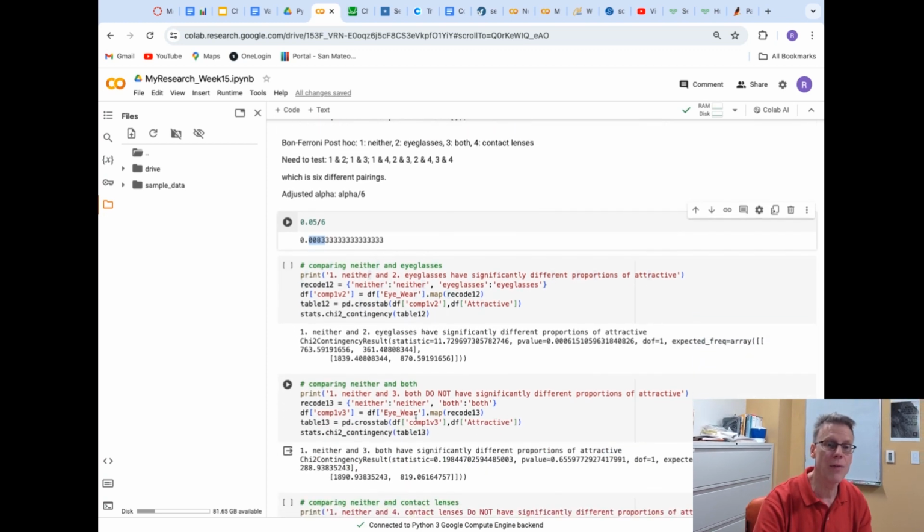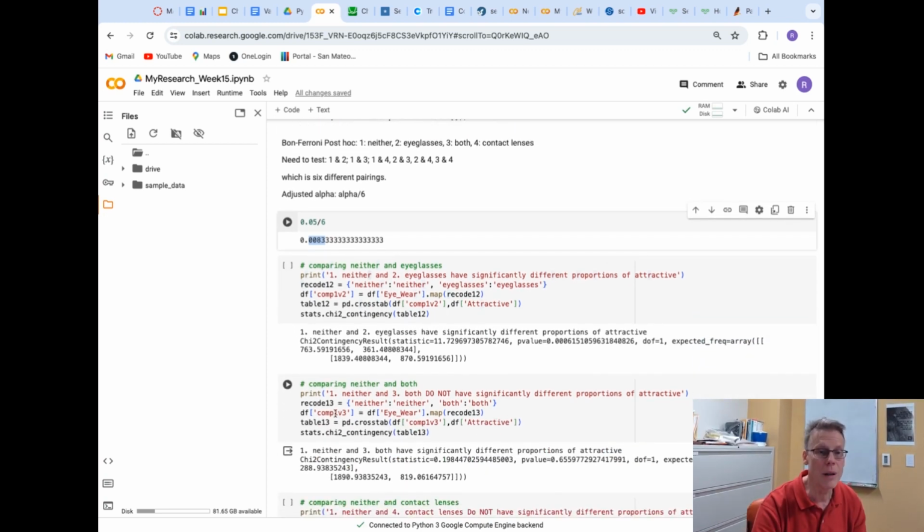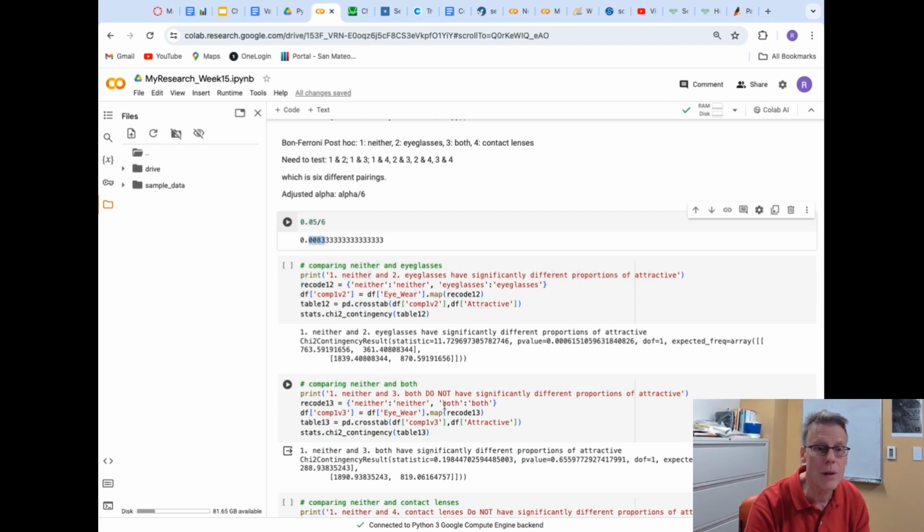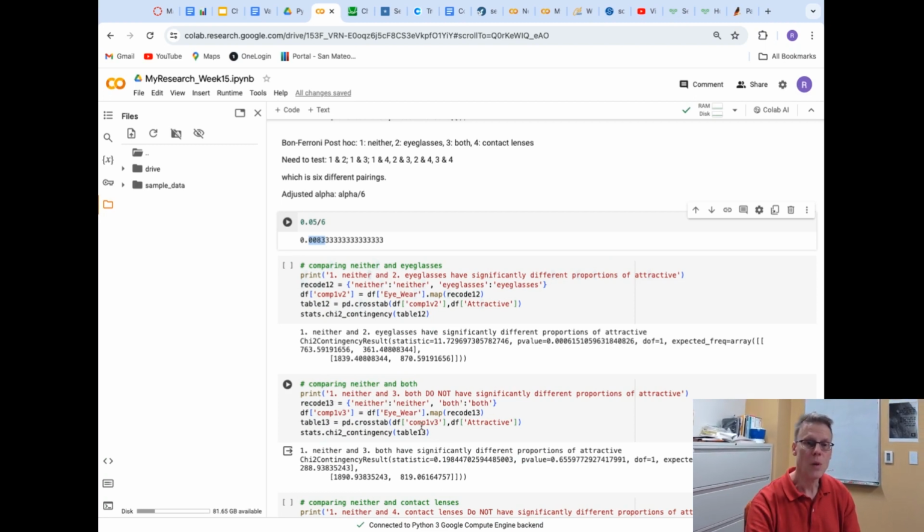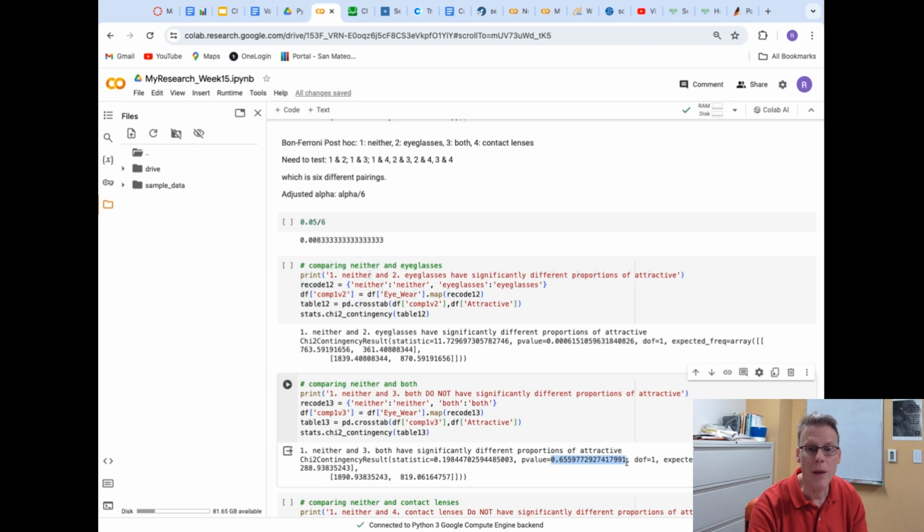Then I did it for 1 versus 3. I went through and did 1, 3, 1, 3, neither, both. Okay, neither, both. Okay, neither, both. 1, 3, 1, 3. Adjusted all that, ran it. And this time I have a huge p-value. So I put in, no. These two do not have significantly different proportions of attractive.